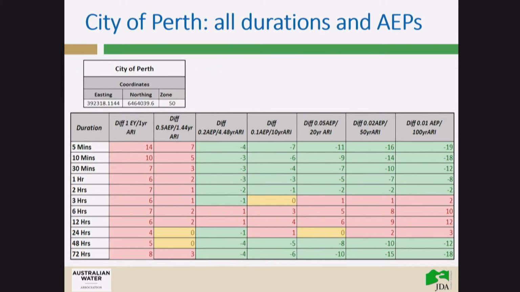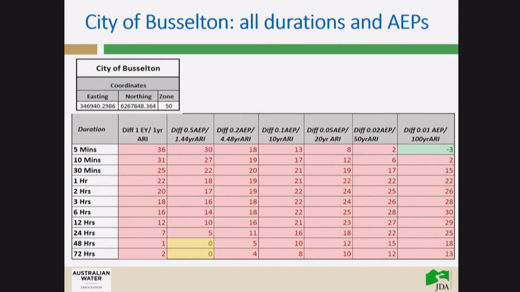Now this is just from Perth, what we're seeing across the durations. You can see for the more frequent or 1EY storm, the design rainfalls have changed by approximately 5 to 10%. They're 5 to 10% higher. But as we move to the more rare events, you can see for these short durations, they're 10 to 20% lower than the old IFDs. Now, if we look at Busselton, it's much more bleak for whoever's designing there. You're seeing that basically for all durations and AEPs, the design rainfalls have increased significantly. We're seeing 20 to 40%, which suggests that what's been designed there using the old IFDs is now significantly under-designed.